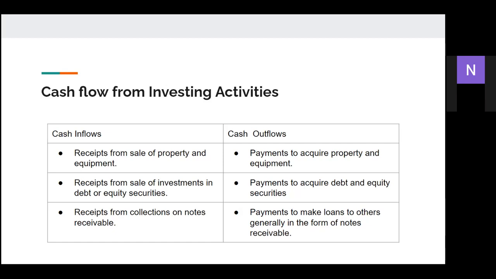So kapag nag-invest ka, isipin natin lagi na may babalik na mas bigger amount. Basta yun, medyo kinakabahan ako.